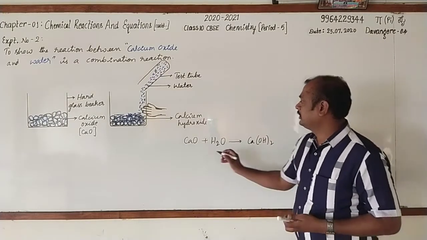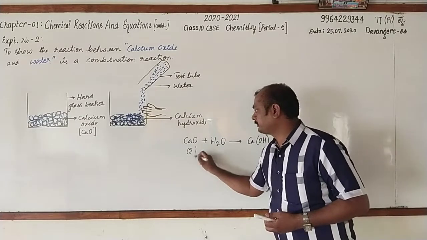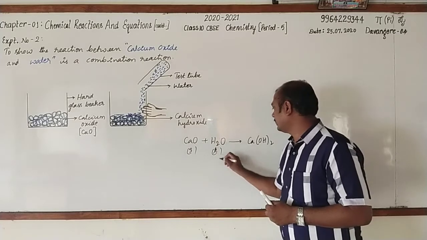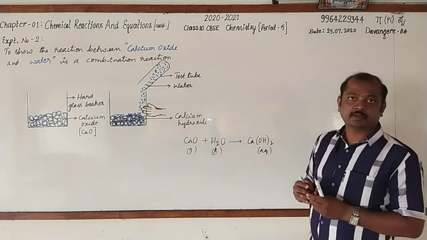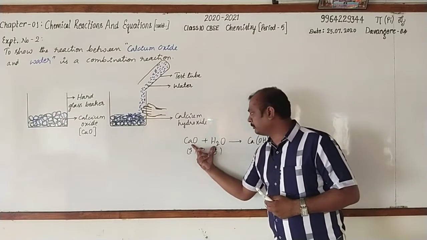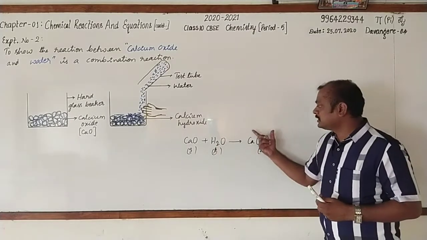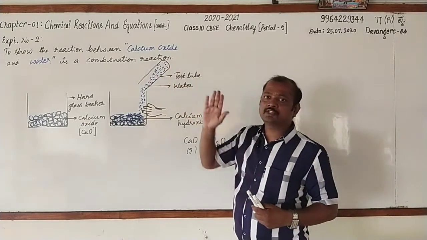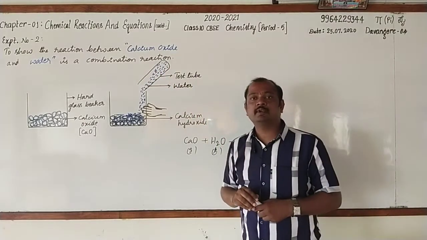Got it? So calcium hydroxide, it is solid. Water, it is liquid. And this is aqueous. Observe, here also two reactants combine chemically to form a single product. That is why it is called a combination reaction. Hope that you have understood.